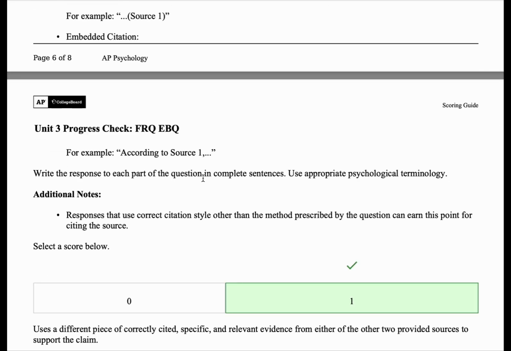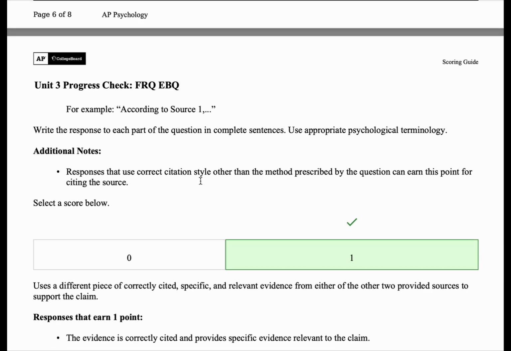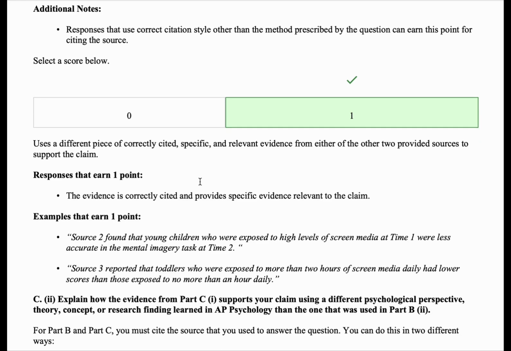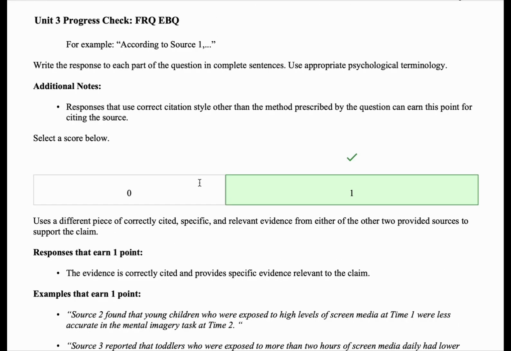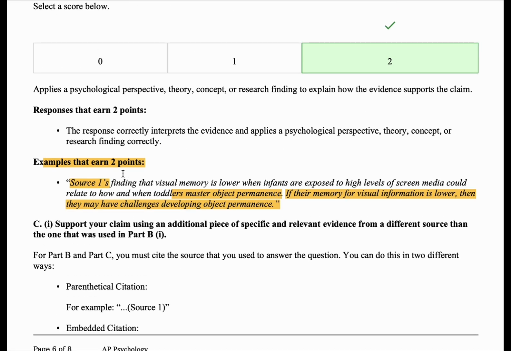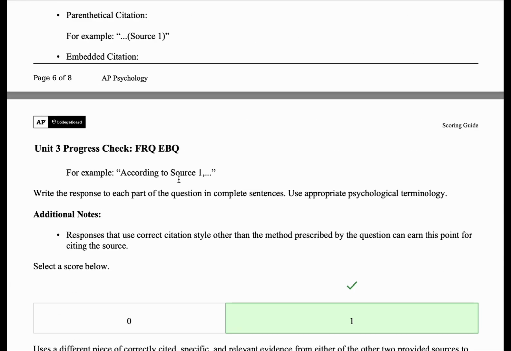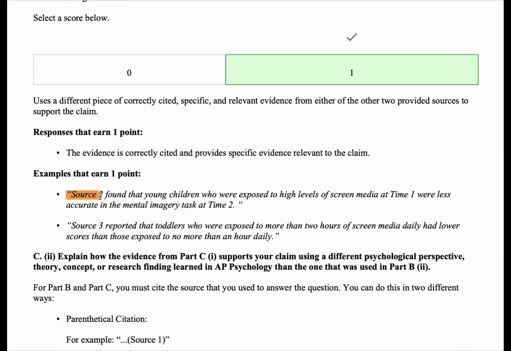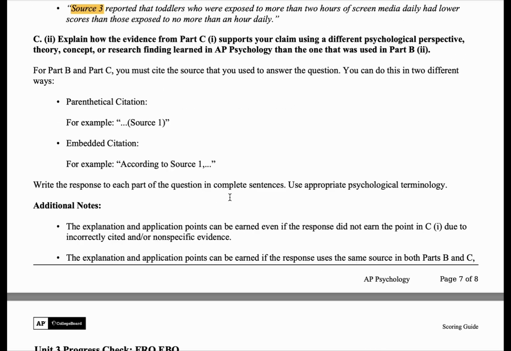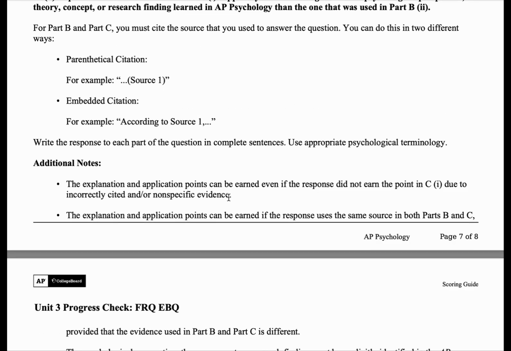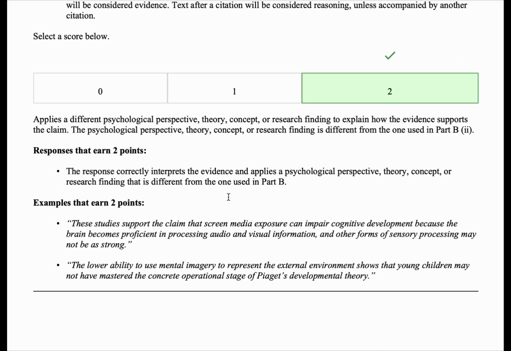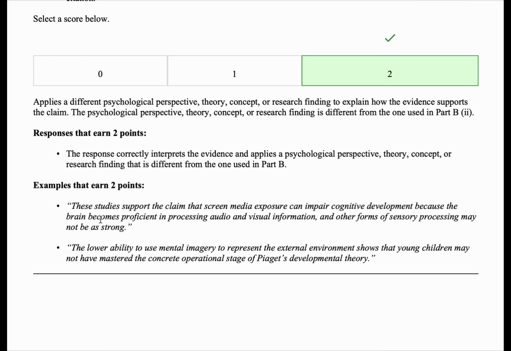And for C1 and C2, they're basically the same as B1 and B2. The thing is that you cannot use what you have cited before. So if you use, for example, source 1 in B, then you have to use source 2 or source 3 in C. And then you have to use a different thing. You cannot use object permanence again. You have to use something else.